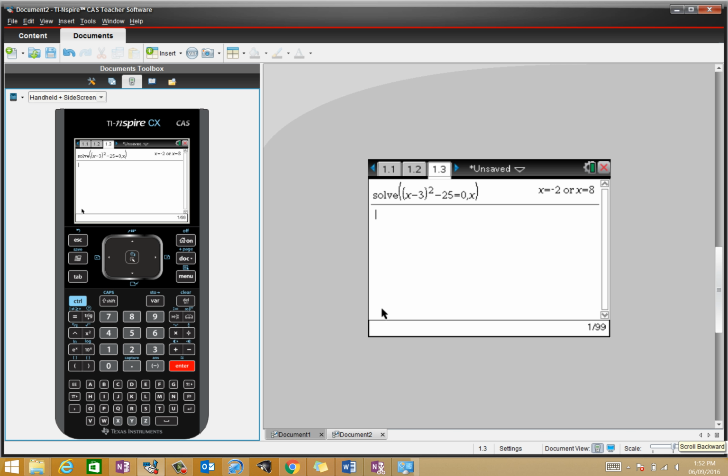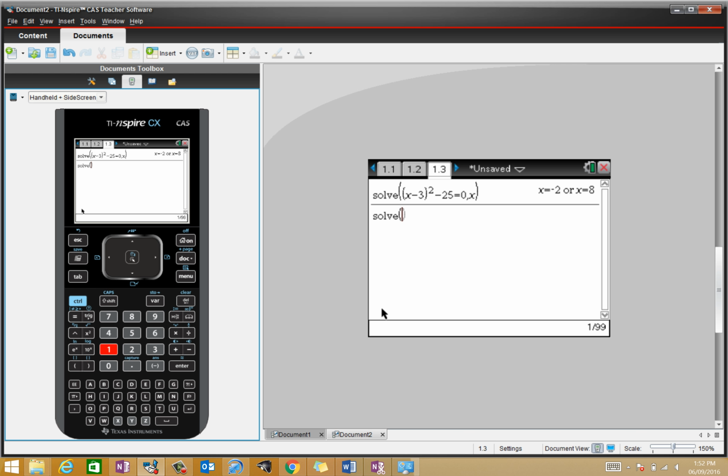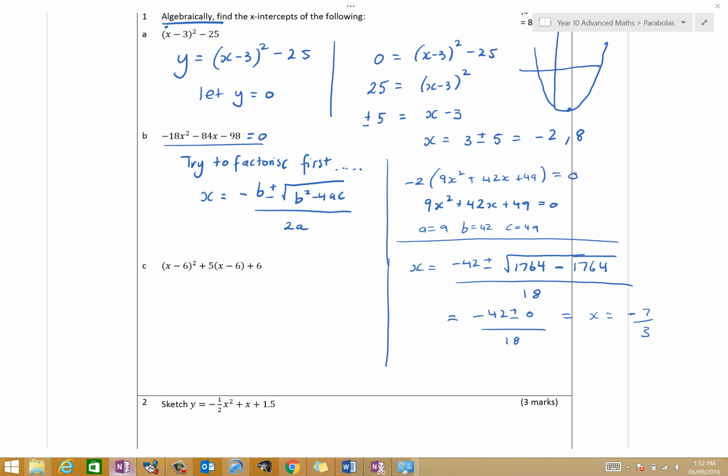On a CAS calculator, what did we have? We wanted to go menu 3, 1 for solve. And didn't we have negative 18x squared, what was next? Minus 84x, minus 98. And we're solving for that equaling 0, comma x. And what do you get? Voila. Too good. But I would have expected 3 marks, 2 method marks. So one mark for the answer in a CAS calculator if you want to check your answer, but 2 marks for the method. All right, that was a tough one.